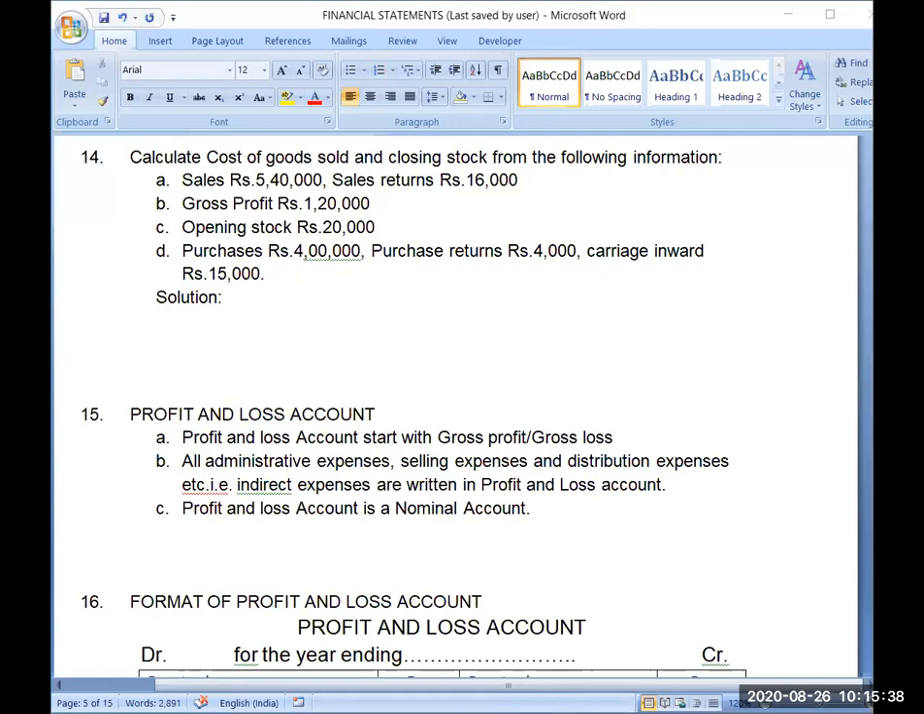Sales are given rupees 5,40,000. Sales return rupees 16,000. Gross profit rupees 1,20,000. Opening stock 20,000. Purchases 4 lakh. Purchase return 4,000 and carriage inward 15,000. So this is given in the question. Now first thing question is asking me cost of goods sold, and second thing question is asking me closing stock.